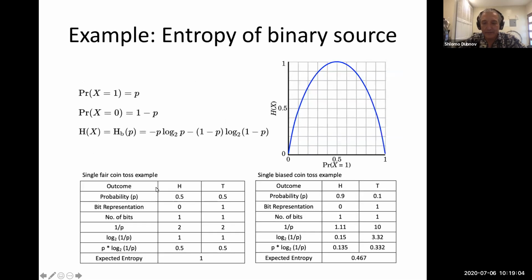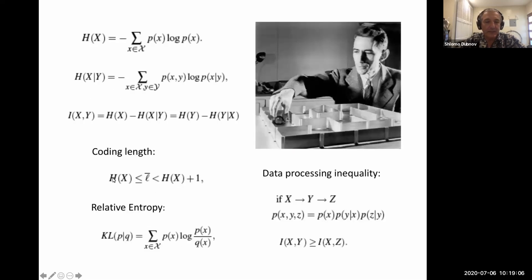This is the first theorem. We said the coding length is greater than entropy, and you can also upper limit this by 1 bit. Relative entropy, the Kullback-Leibler (KL) distance, is used a lot in machine learning, because if you want to compare two distributions, you need some sort of metric. It's not symmetric, so it's not exactly a metric. But you can notice that if Q equals P, this is 0. You can prove that this is positive. This is a measure for comparing how different two distributions are.